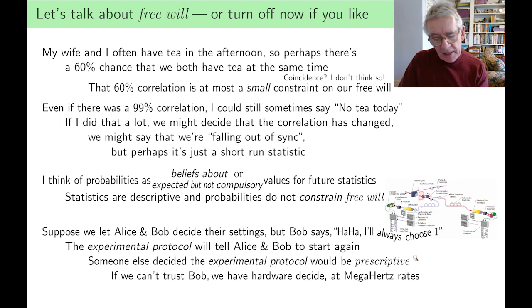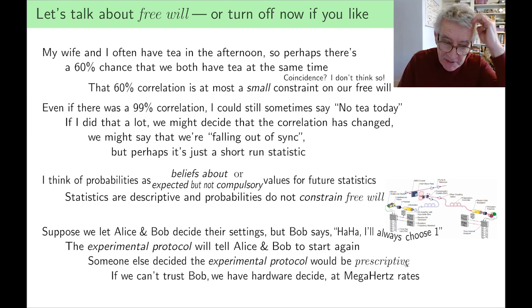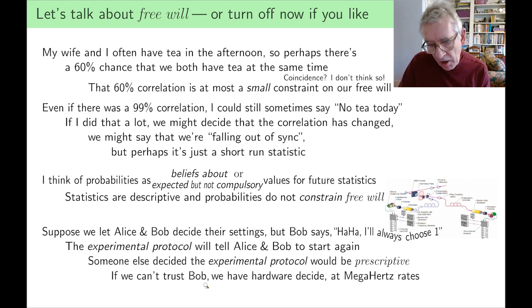It insists that Alice and Bob will choose randomly, and they won't choose, say, starting at the same bit in a binary expansion of pi. Alice and Bob presumably have agreed to that. They said, yes, we will choose randomly. So when Bob says he won't choose randomly just for a joke, then he's breaking the protocol, and that is very different from him not having free will. So if we can't trust Bob, then we have to have hardware decide.